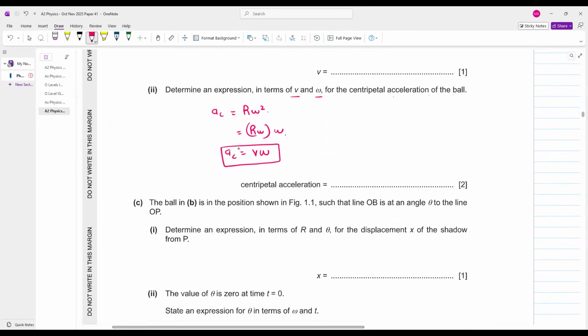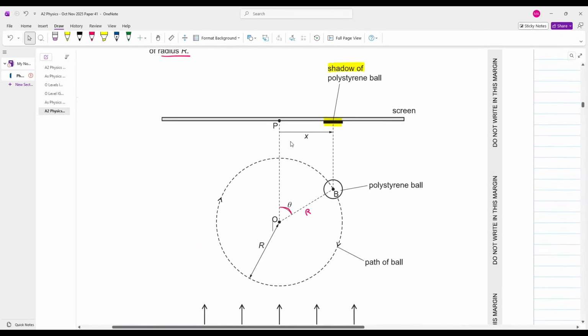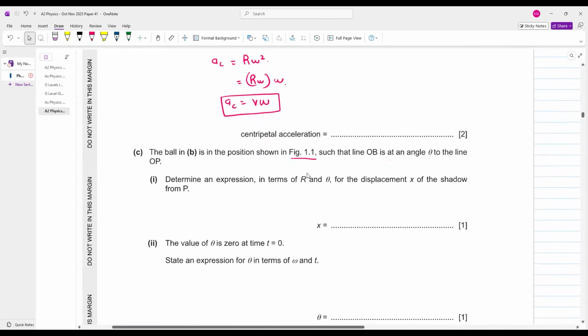Moving ahead. The ball in B is in the position shown in figure 1.1 such that line OB is at an angle theta to the line OP. This line OB is making an angle theta with the line OP. Determine an expression in terms of r and theta for the displacement x of the shadow from P.